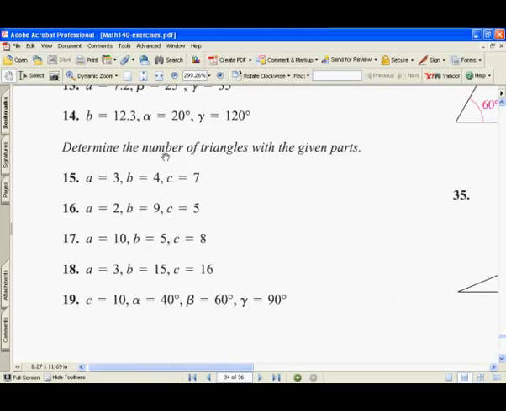So now we need to determine the number of triangles with these given parts. So in problem 16, we know a equal to 2, b equal to 9, and c equal to 5. Can the three sides form a triangle? Yes or no? Why is it no? You see, a plus c, so that is 2 plus 5, 7. 7 is less than 9. Right? Let me copy this problem on the whiteboard.